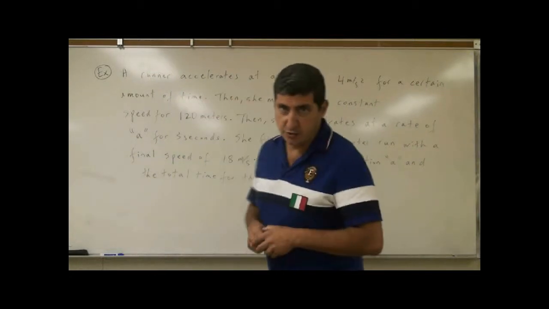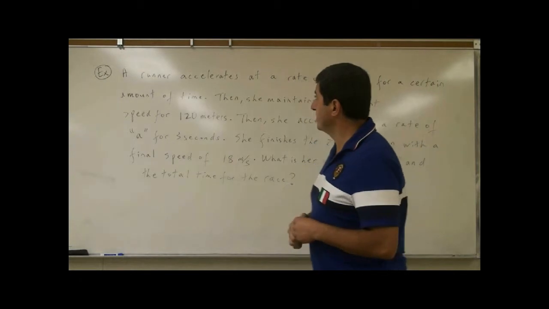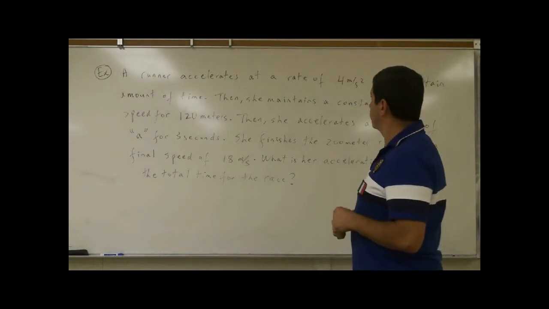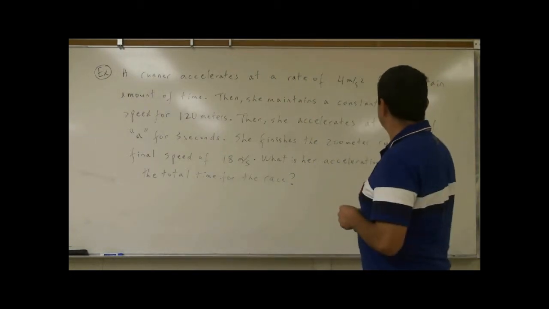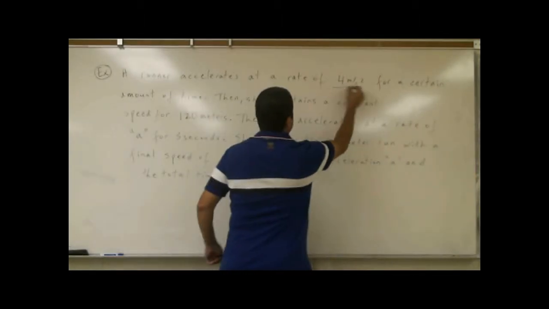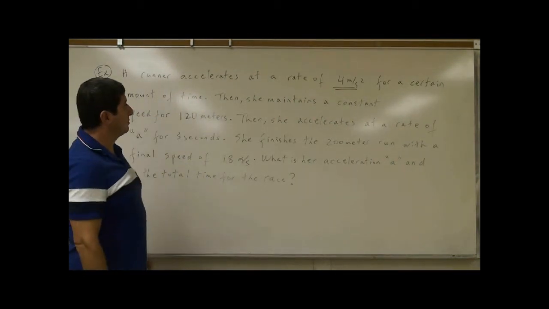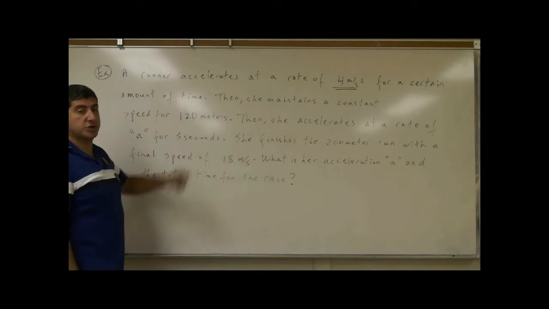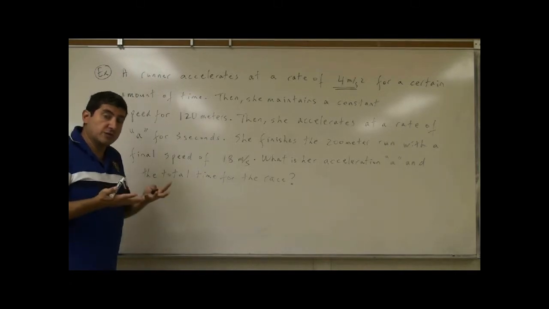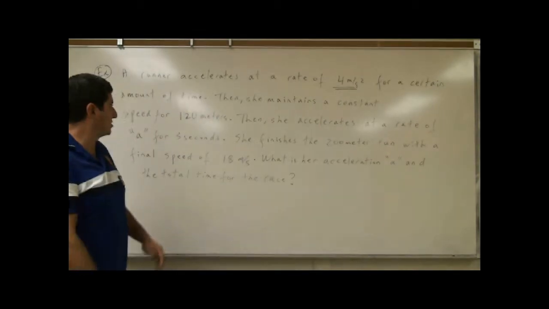Okay, welcome. We're now going to solve a kinematics problem. Let's read through it. A runner accelerates at a rate of 4 meters per second squared for a certain amount of time. So they're giving us the acceleration, but they're not giving us the time. Then she maintains a constant speed for 120 meters. We don't know what that constant speed is, but we do know the distance is 120 meters.